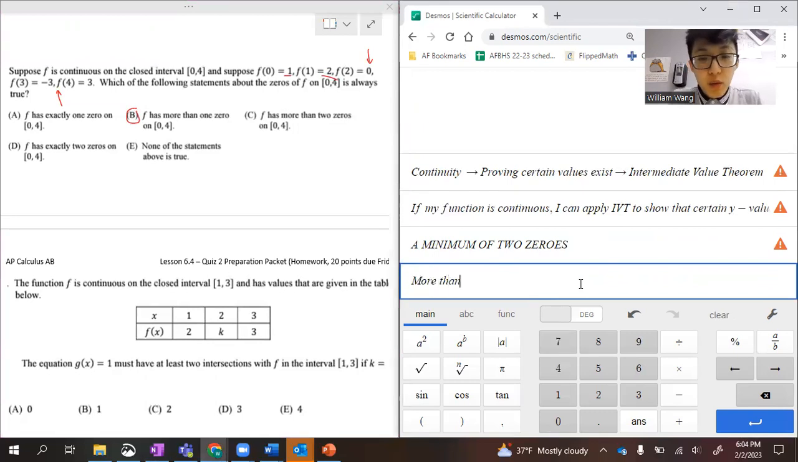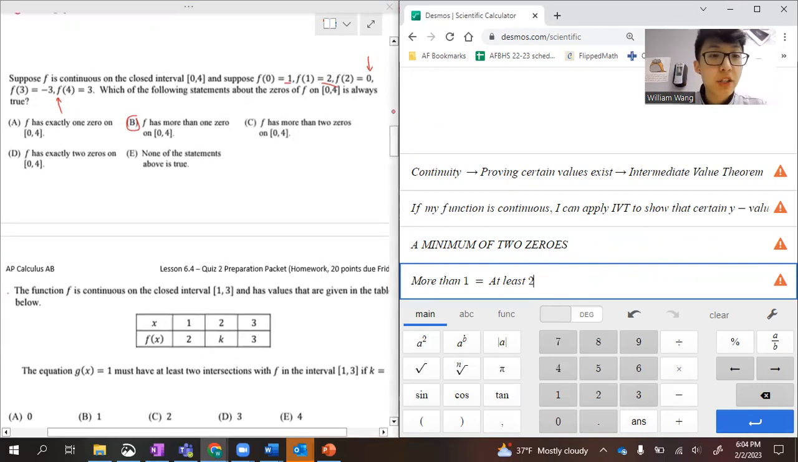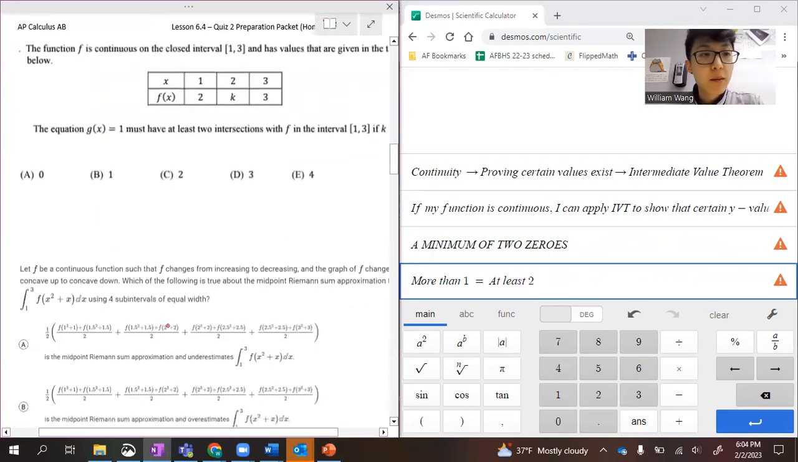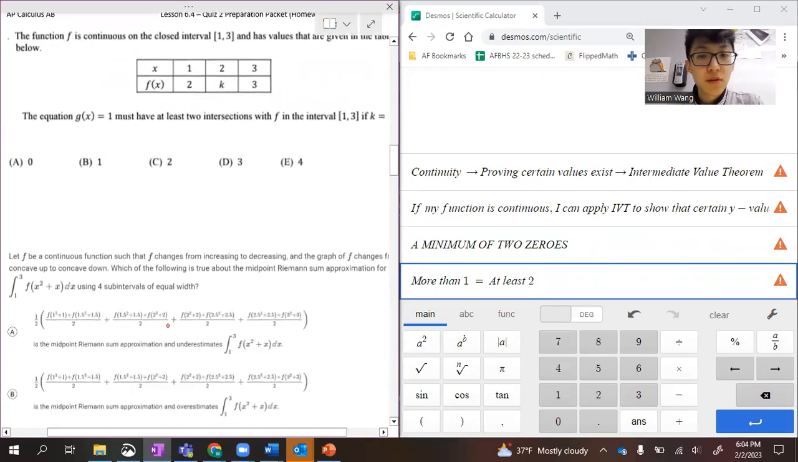Because the statement more than 1 is the same as at least 2. Right? If there's more than 1 of something, there has to be at least 2 of them. Some common trick answers are it's not C and it is not D. So my answer choice is B. Read carefully, more means at least 2. So it's not going to be C or D. All right. I'm going to move on to question number 4.